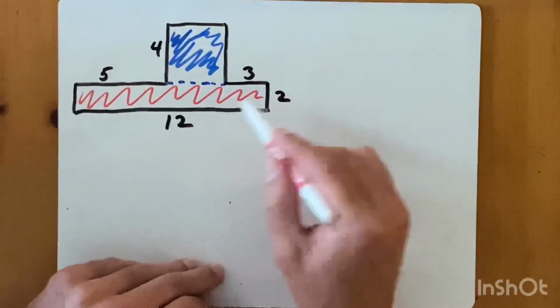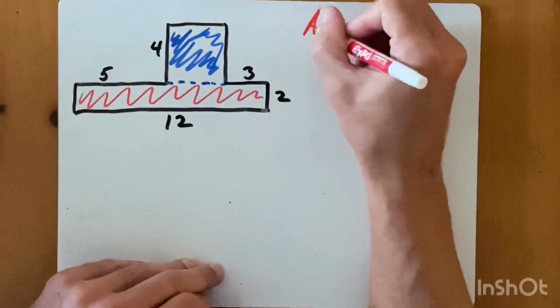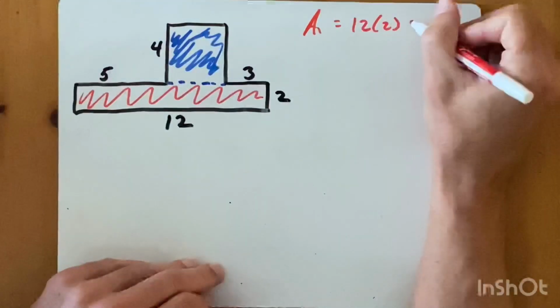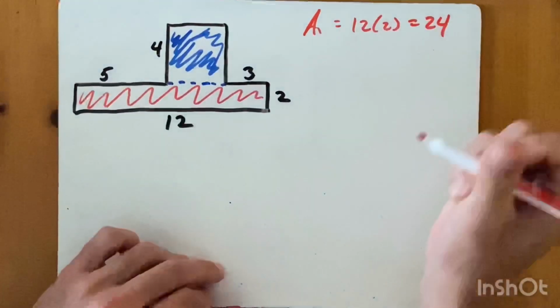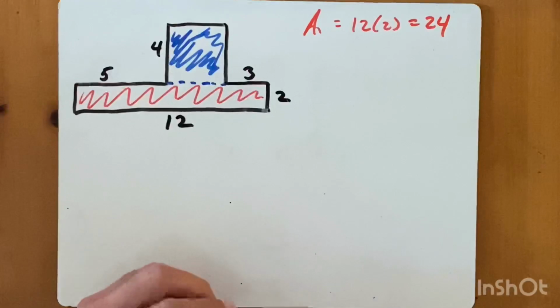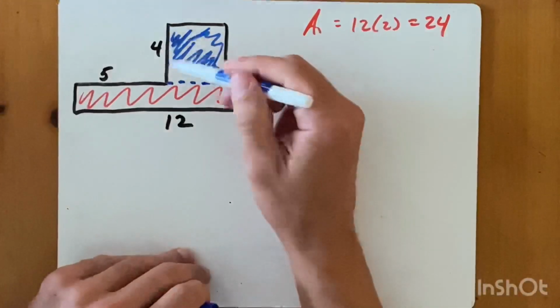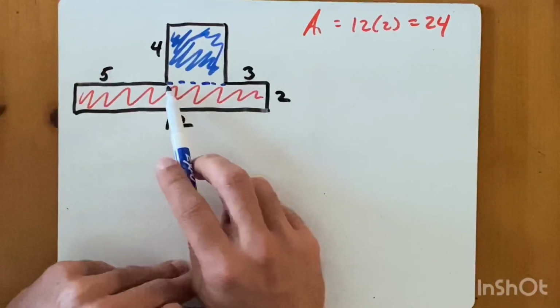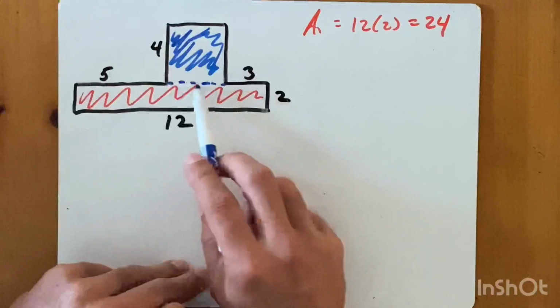So length times width on that rectangle is going to be 12 times 2, which equals 24 square units. Okay, so that's pretty simple. The square, we have one side of it here, and we want to make sure that it is actually a square. That means that this side here would have to be 4.